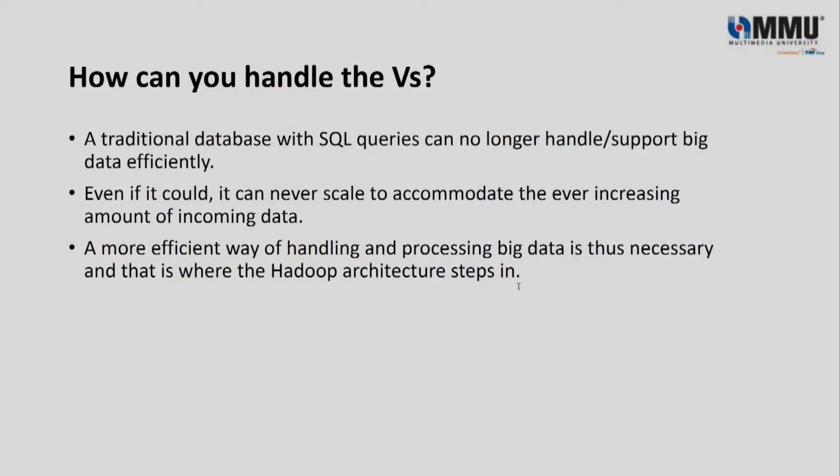So how can we handle the 4 V's? A traditional database can no longer handle big data efficiently. Even if it could, it can never scale to accommodate the ever-increasing amount of data coming in. So a more efficient way has to be introduced. This is where the Hadoop architecture comes in. Hadoop allows us to scale and to process big data. It is a processing framework which we'll discuss in the next topic. In the next topic, we'll discuss what Hadoop actually is.